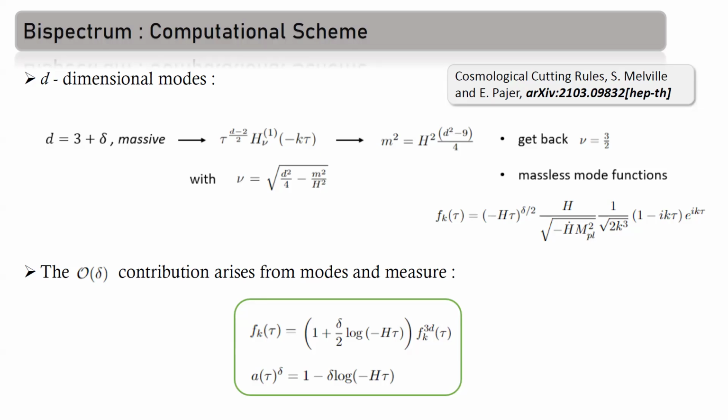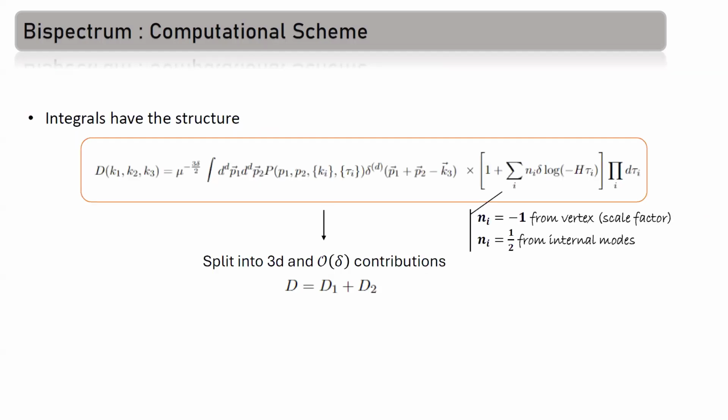So these mode functions, this is the 3D mode function, and you see that the modes that we now have to work with are 3D mode functions modulo this factor. And this factor we expand about delta equals 0, as I said, to get a 3D part and an order delta part. Same with the measure. So then the entire integral decomposes very nicely into a 3D part and an order delta part.